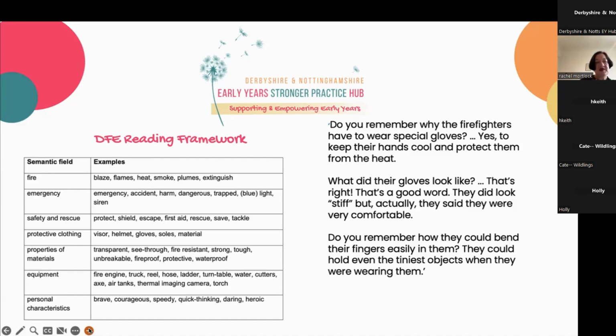But when we look at some of the examples of the language that are in there, we're talking about extinguish and dangerous and fire resistant and some very specific, so thermal imaging camera, which would be tier 3 vocabulary because it has a very specific meaning as part of that. Speedy thinking, daring and heroic. And I think it's fair to say that when most people saw this, they took a deep intake of breath and it made them think really carefully about the vocabulary that we need to use with children.